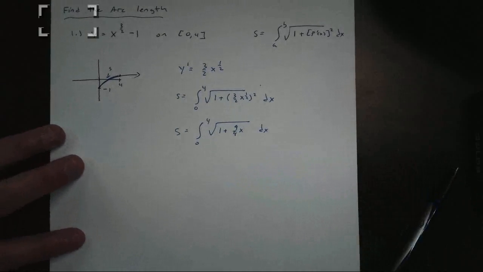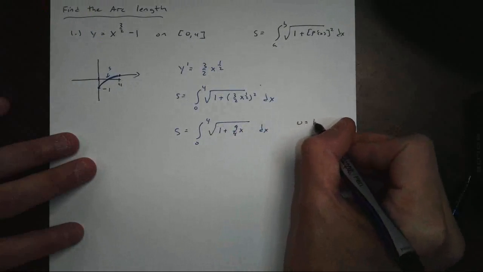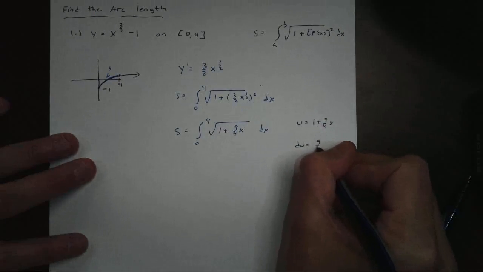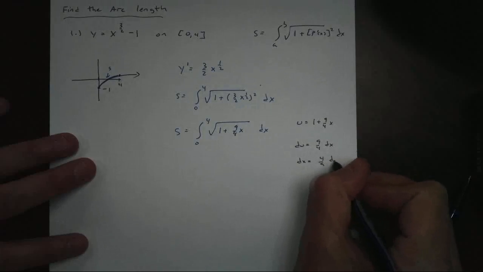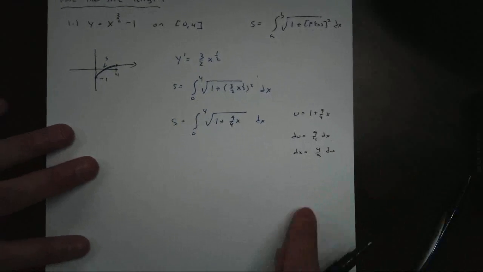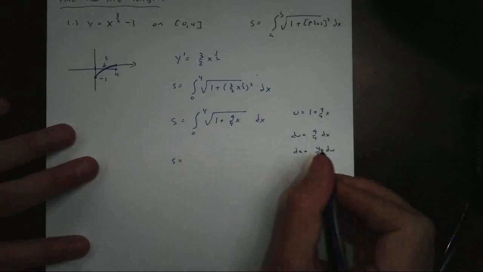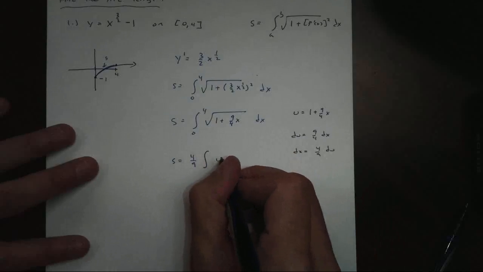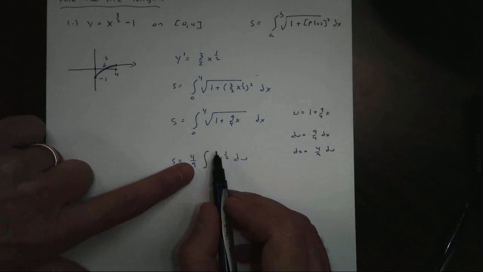Now, we are going to solve this by hand. So, what do we need? U substitution. We let u equals 1 plus 9 over 4x. So, du is just 9 over 4 dx, and dx, I can write that as 4 over 9 du. So, we should be getting pretty good at u substitution. I can now rewrite this as s equals, factor out the 4 over 9, and this just becomes u to the 1/2 du. I am going to change my domain, in this case right here.